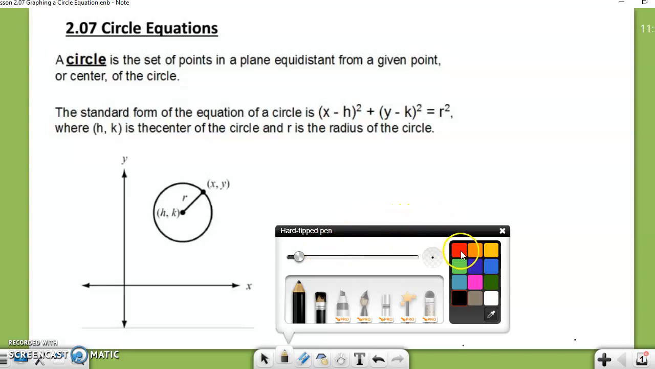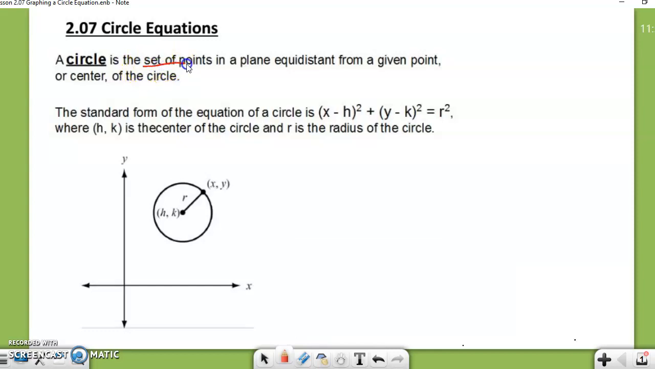Let's get started. First of all, let's make sure we understand that a circle is the set of all points. It's really an infinite set of points. It says it's equidistant from a given point. That just means equal distance, and the given point is the center of the circle.